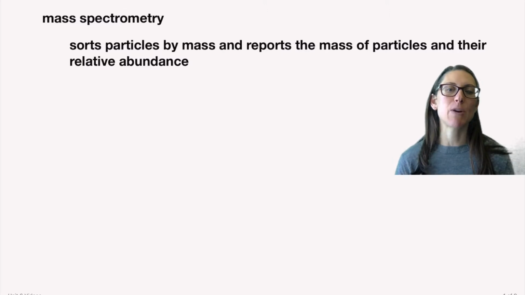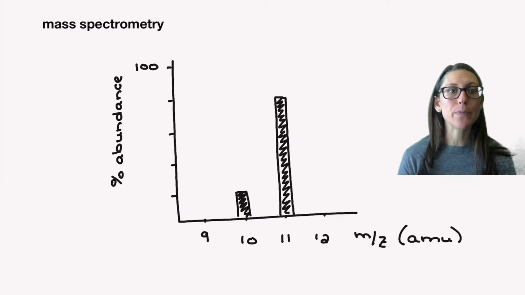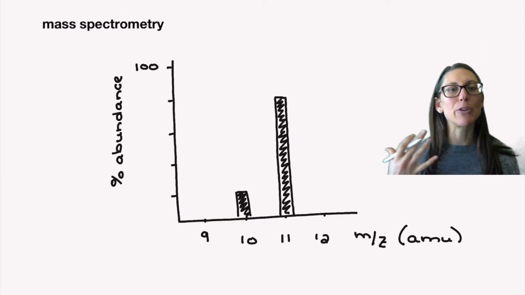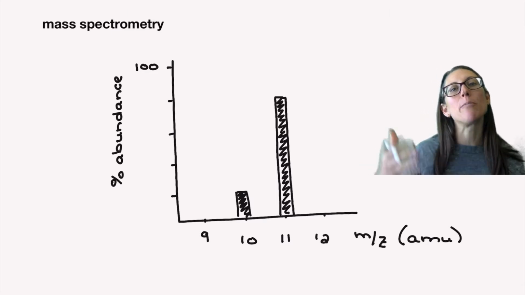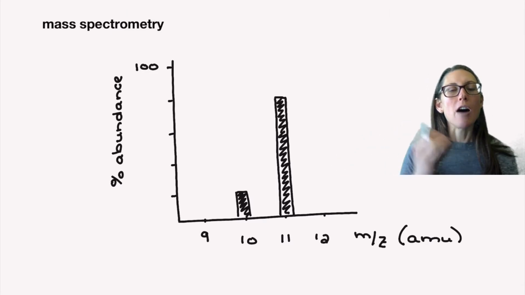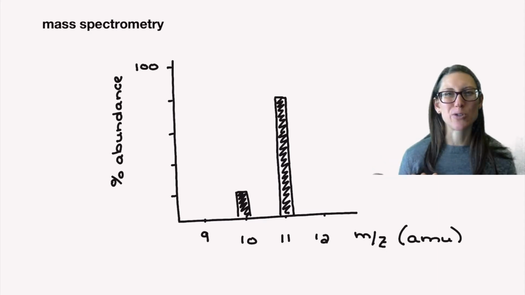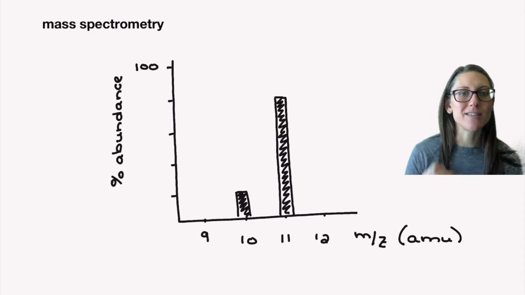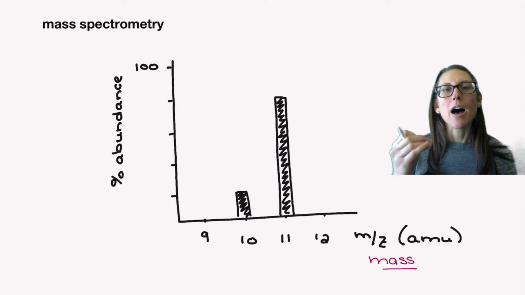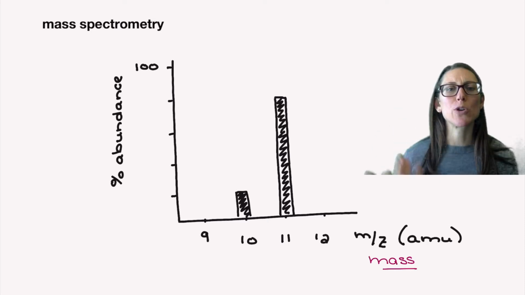The output of a mass spectrometer is a graph that looks like the one below. The x-axis is labeled m/z, and this stands for the mass-to-charge ratio of the particles. In effect, this is the mass of the particles because of the way we're using the instrument.